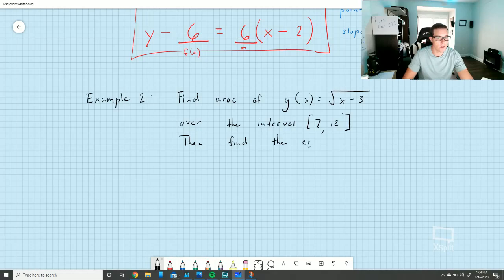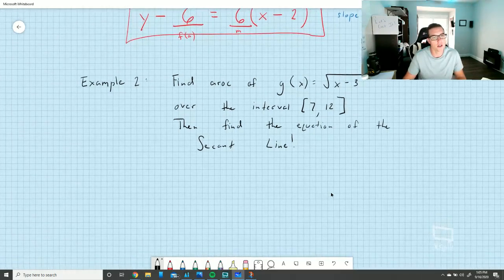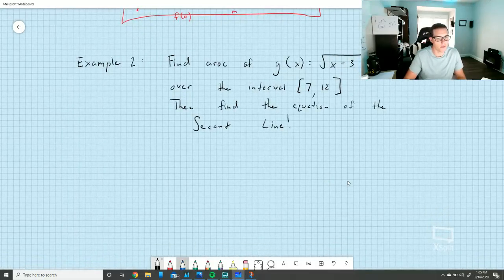So then find the equation of the secant line. Okay, this is a pretty typical problem. We're going to have a function, we're going to have an interval, and we have to find an average rate of change. So sometimes it's helpful to identify everything.